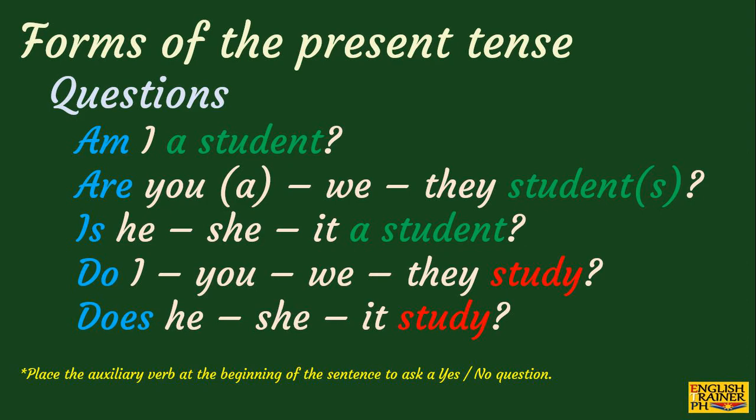The easiest way to answer a yes or no question is by listening to the auxiliary verb used. So if the question is, is he a student? Then we know that is a form of be. Therefore, we need to answer with be also. Is he a student? Yes, he is. No, he is not.